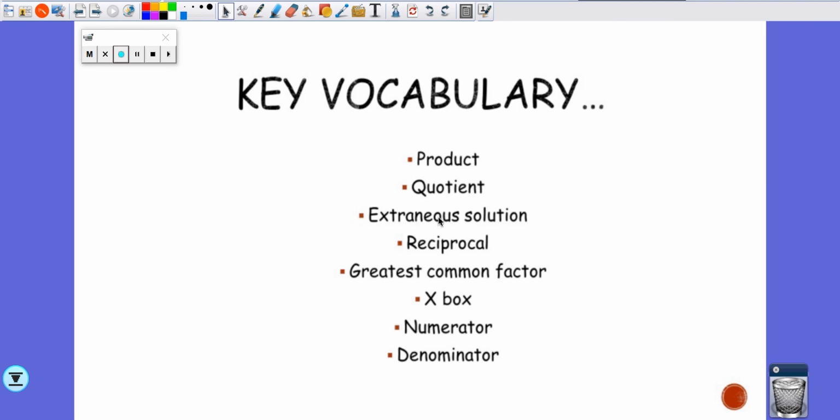We went over these vocab words in class already, so the same words we're going to need to use for this lesson as well. You can write those down in the book and get the definitions from your notes from yesterday.